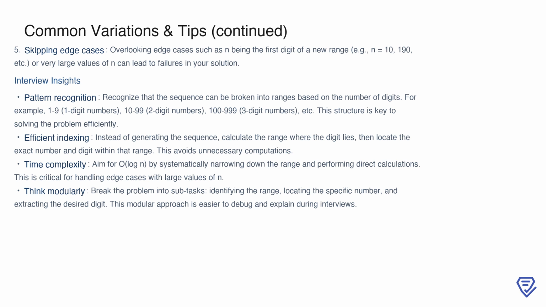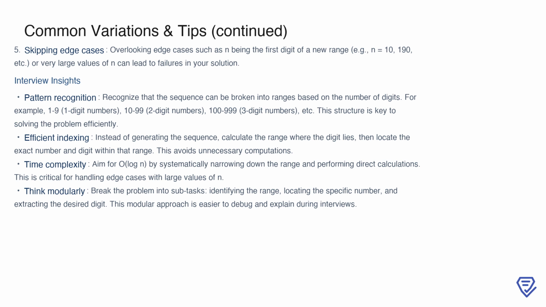To solve this problem efficiently, it's important to recognize patterns within the sequence. The sequence is structured in digit-based ranges: single-digit numbers from 1 to 9, two-digit numbers from 10 to 99, three-digit numbers from 100 to 999, and so on. Instead of generating the full sequence, you can identify the range where n lies, locate the specific number within that range, and extract the correct digit. This method avoids unnecessary computations.